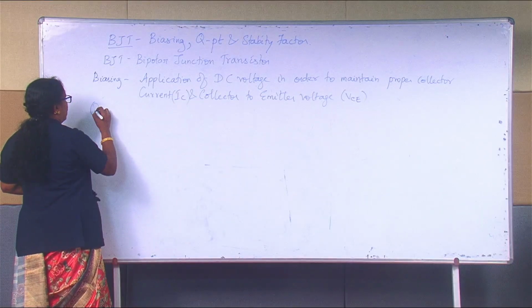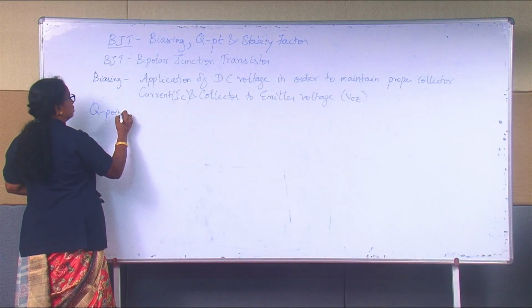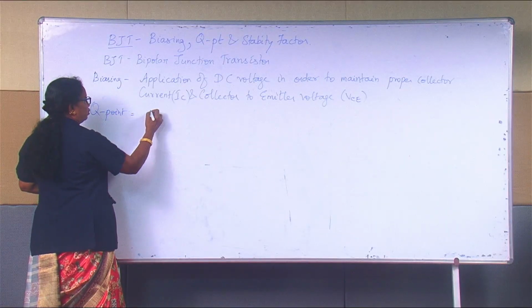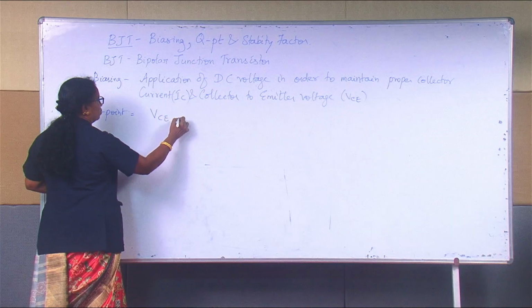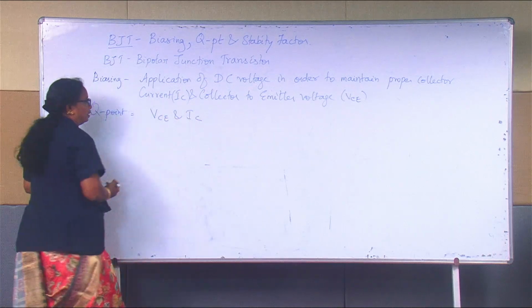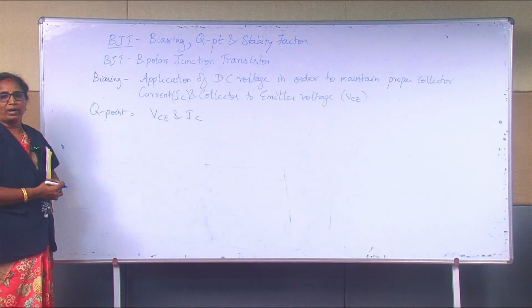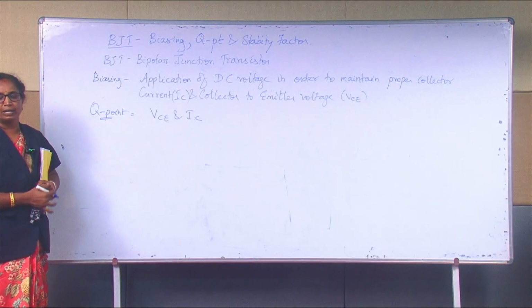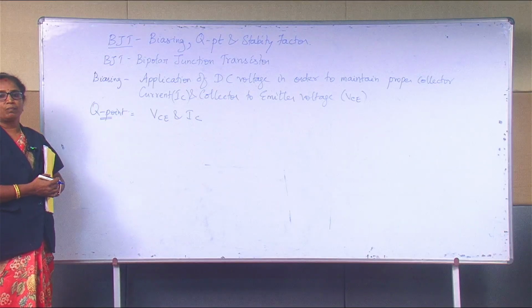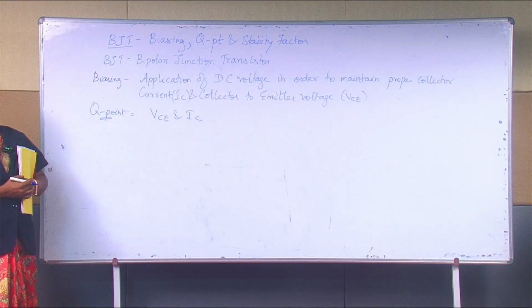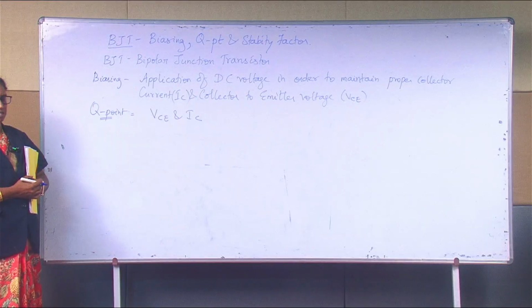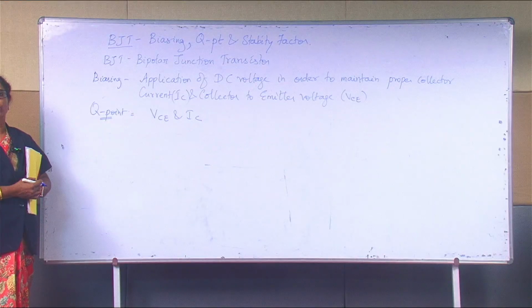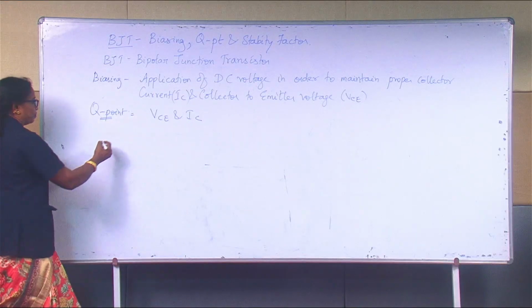So what do you mean by Q point? Q point is this value of collector to emitter voltage and collector current. Why do we focus on this Q point? It is only this Q point that defines the proper operation of the device for any specific application. So again, this is always done considering the output characteristics of BJT.